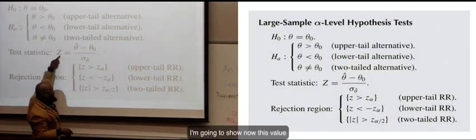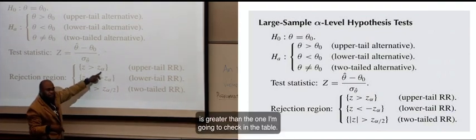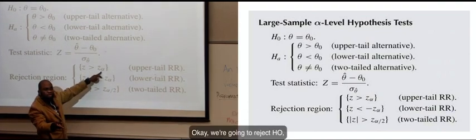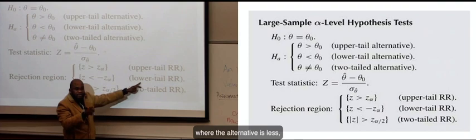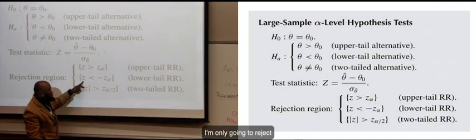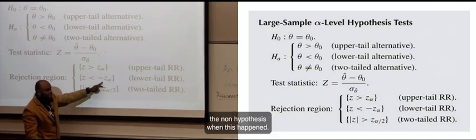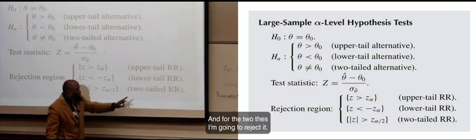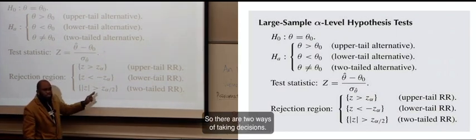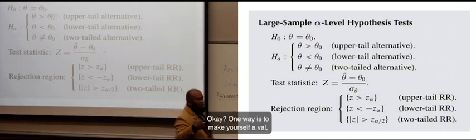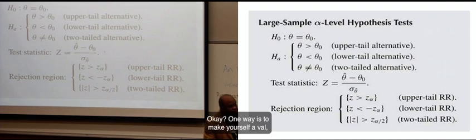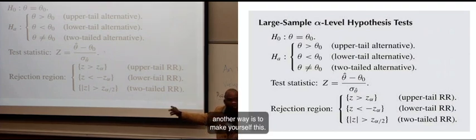Now, when this value is greater than the one I check in the table, we're going to reject H0. When I'm dealing with the lower tail test, where the alternative is less than, I'm only going to reject the null hypothesis when this happens. And for the two-tail test, I'm going to reject the null when either happens. So there are 2 ways of taking a decision: one way is to make use of the p-value, another way is to make use of this. I'm going to walk you through this very easily.